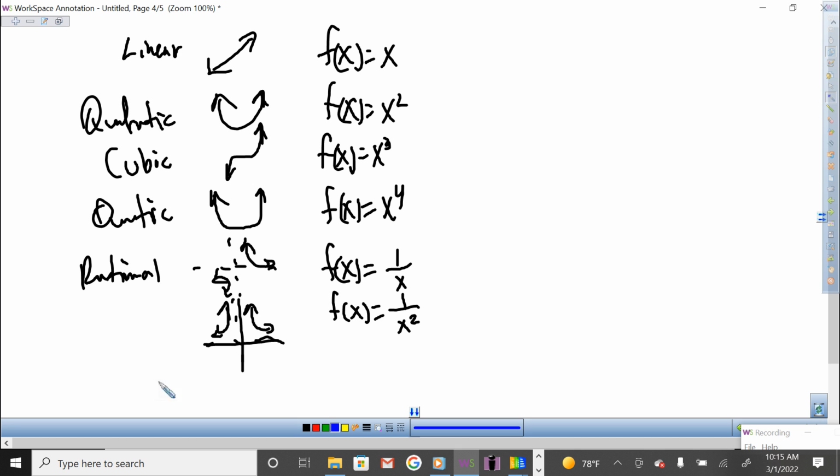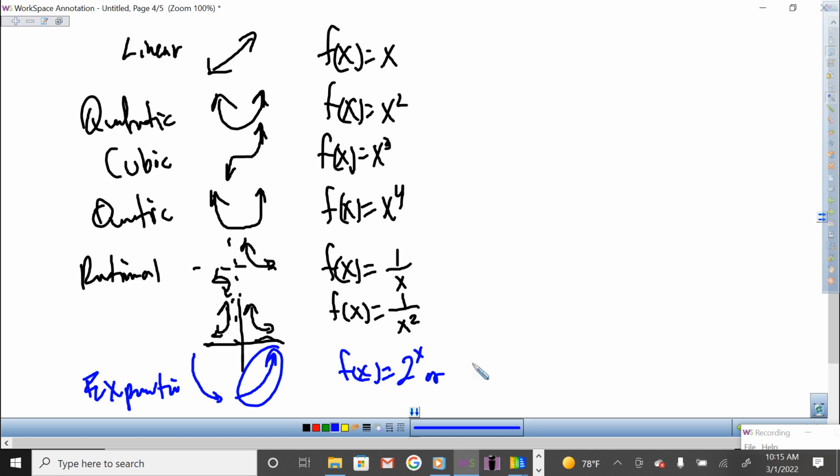Yeah, the one from last week, exponential. Looks like this, or like this. But I'm going to give you just for this one right now, which is f of x equals 2 to the x, or f of x equals 10 to the x. Those are the different functions.